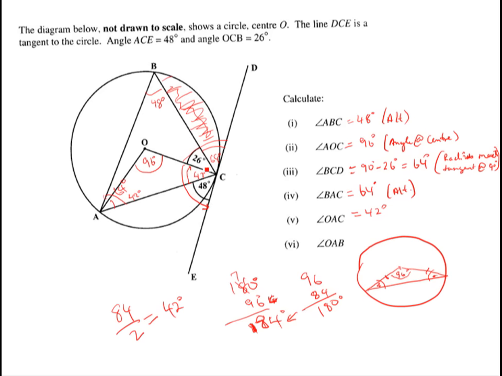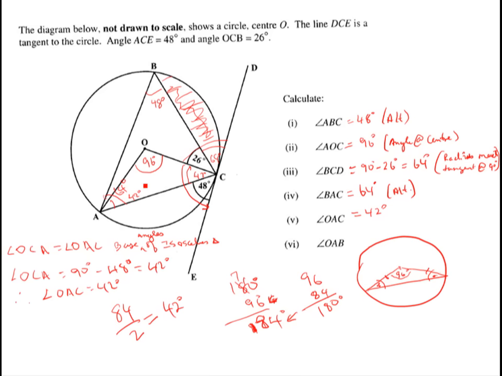So we're going to find OCA first. Angle OCA is equal to angle OAC, because these are base angles of an isosceles triangle, and they're equal. So once I find angle OCA, angle OCA is equal to 90 degrees minus 48 degrees. And 50 from 90 is 40, plus 2 is 42. And therefore, angle OAC is equal to 42 degrees.